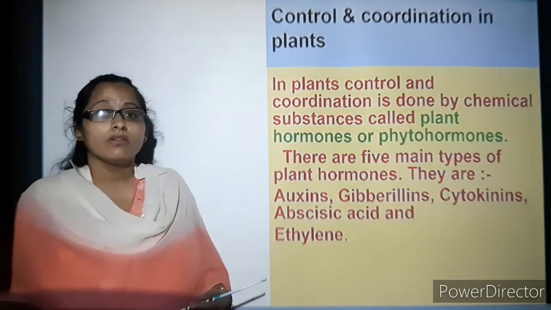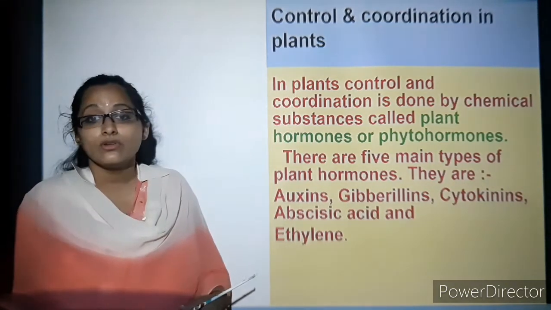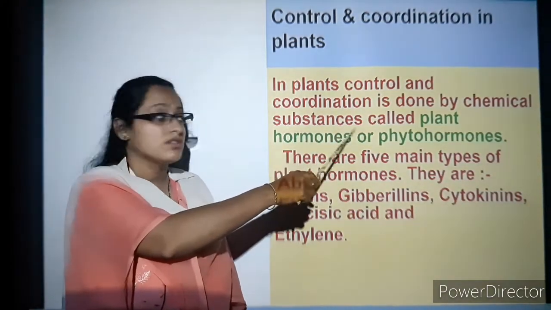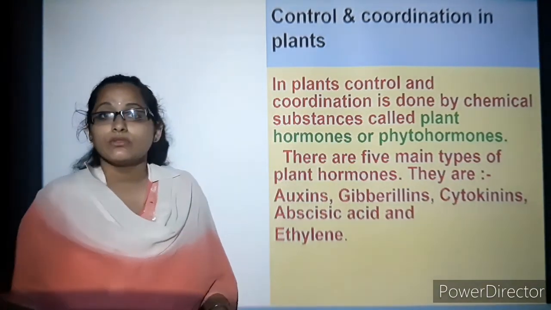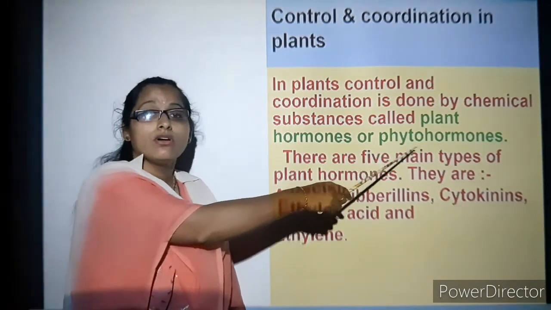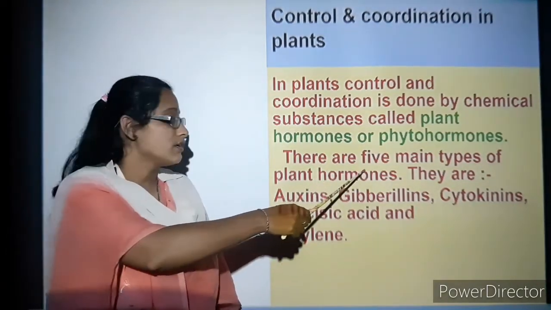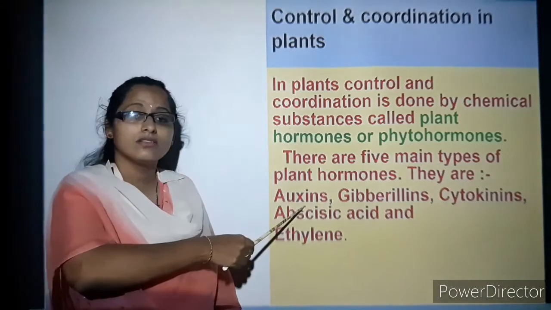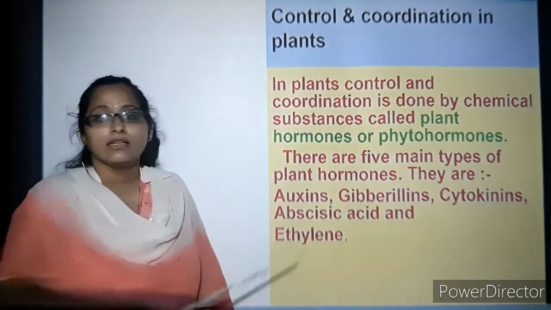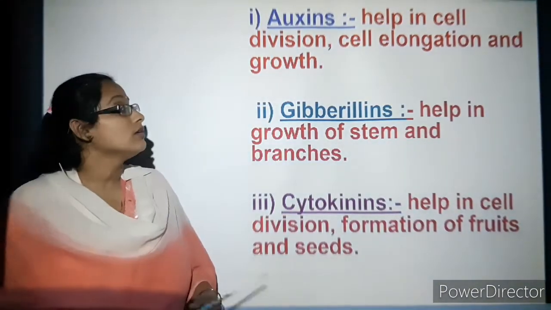So next we will understand control and coordination with respect to plants. In plants, control and coordination is done by chemical substances. What are those chemical substances called? They are called plant hormones or phytohormones. There are different types of plant hormones. Majorly there are 5 types. They are known as auxins, gibberellins, cytokinins, abscisic acid and ethylene. So let's understand one by one.